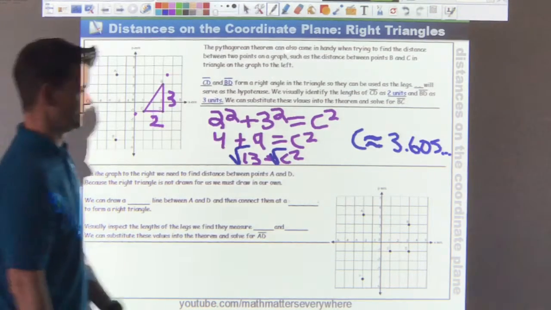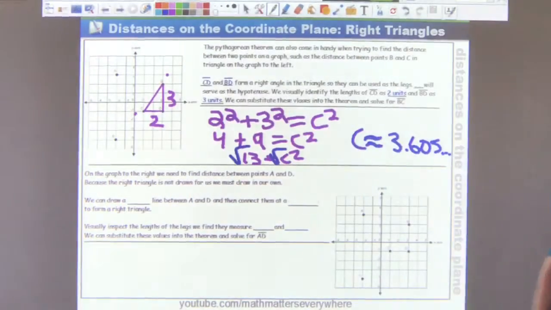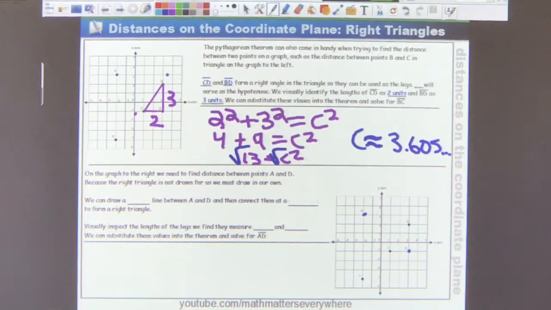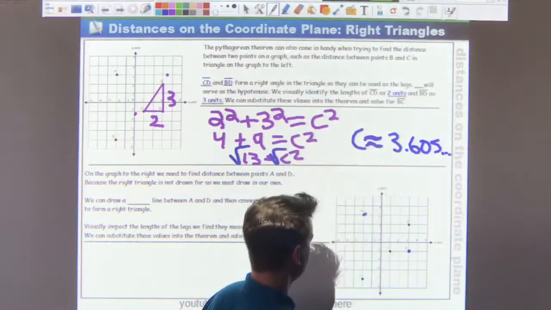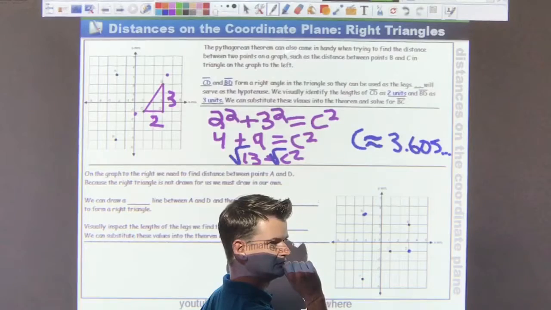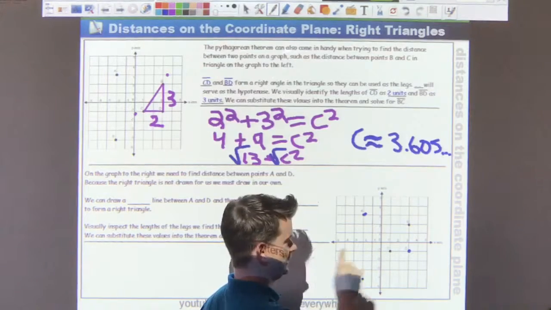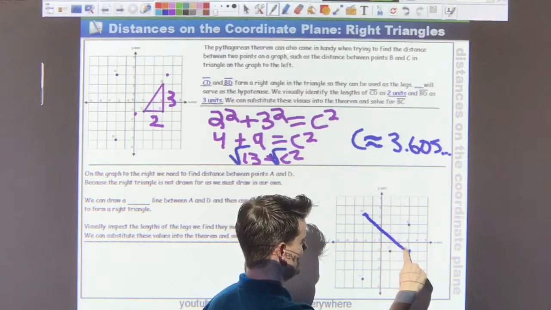Now in the second one here, you're just given an empty coordinate plane. You're not actually given a right triangle like in the first example. But we want to find the distance between points A and D. I don't have a right triangle right now, but can I draw one in, yes or no? Yes. I could. The first thing you want to do is connect points A and D with what type of line? Horizontal, no, vertical, can't be. A to D, what type of line is that? Starts with a D. A diagonal line. That's going to function as my hypotenuse.